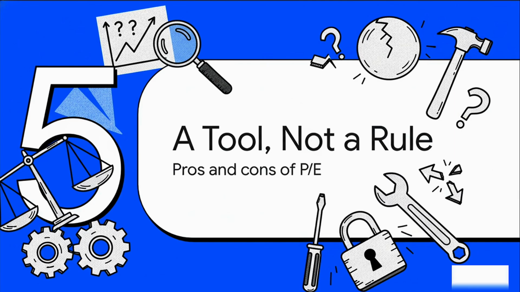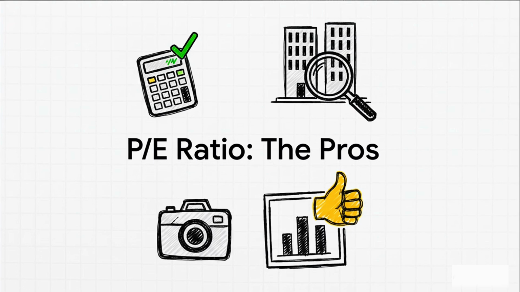So by now, you can see how useful this little ratio is. But, and this is a big but, it is not a crystal ball. It's just a tool. And like any tool, it's got its pros and its cons. Let's start with the good news. What's so great about the PE ratio? Well, for one, it's super easy to calculate and understand. It gives you a really quick snapshot of what the market is thinking. And it's fantastic for comparing similar companies head to head.